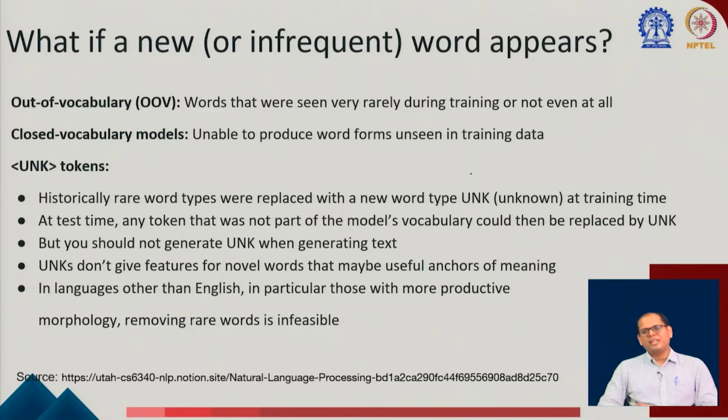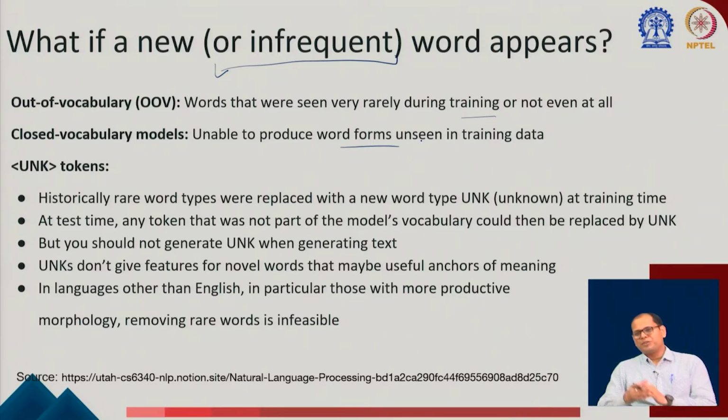So what if a new or infrequent word appears? Infrequent I am saying because many times when you are creating a vocabulary, you may only take the frequent words. You may remove the infrequent words from your vocabulary. So what would you do with that? These are called out of vocabulary tokens. So words that are seen very rarely during training. Training means from whichever data source I create my vocabulary or anything else like embeddings, or they have occurred very rarely, or they have never occurred at all. Now, the models that are using a closed vocabulary, they would be unable to produce word forms that are unseen in training data. They would not be able to make use of that.